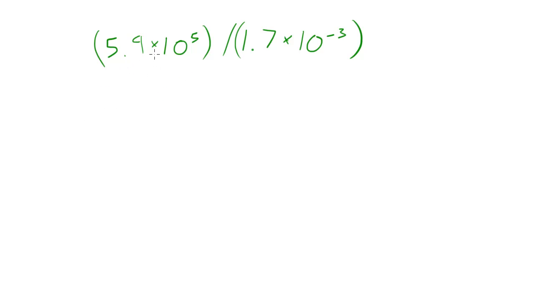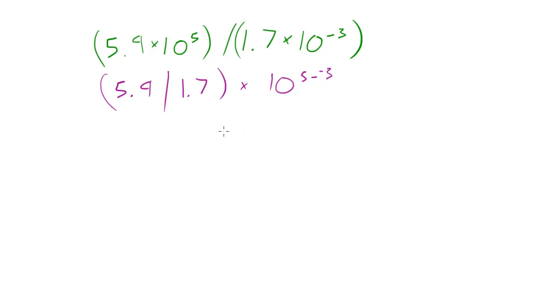So 5.9 times 10 to the fifth divided by 1.7 times 10 to the negative 3, or negative third. Negative 3. So 5.9 divided by 1.7, and we're going to go ahead and multiply that by 10, and I'm just going to go ahead and do the shortcut right now. 5 minus negative 3, which is pretty much 5 plus 3.